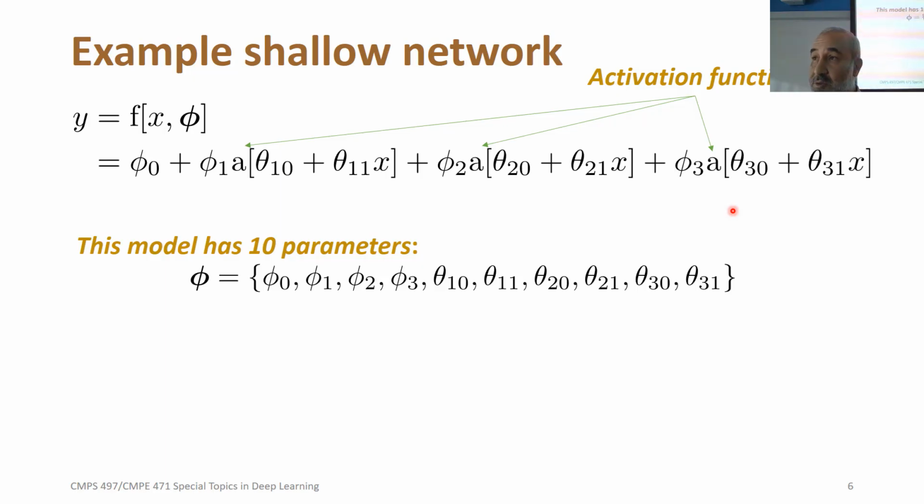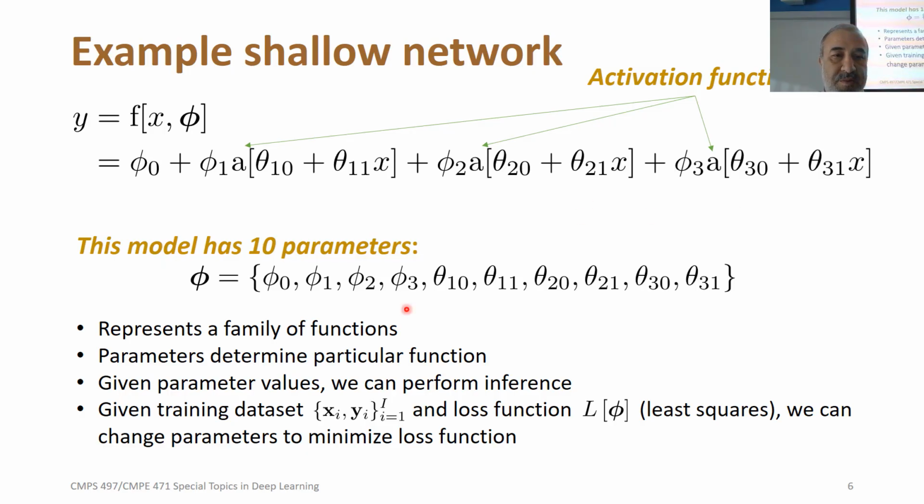They all have the same form, but they are actually different functions. So the function that you saw here represents a family of functions. The values of the parameters determine a specific function of them. And if we know the values of the parameters, then we can compute the output of the function, right? So given the parameter values, we can perform inference. We talked about that last time.